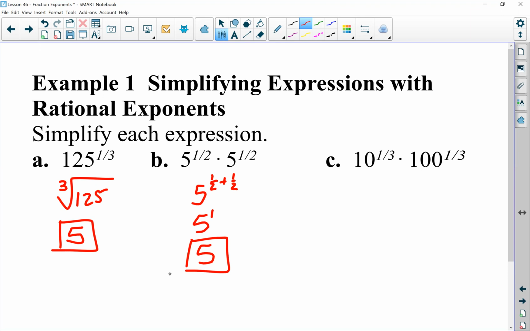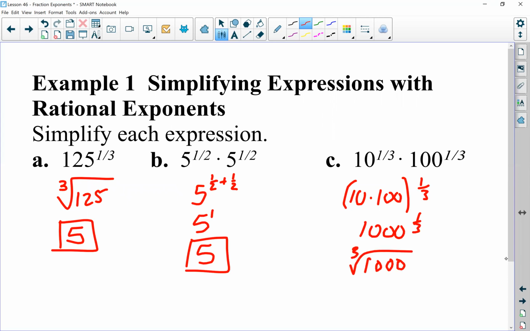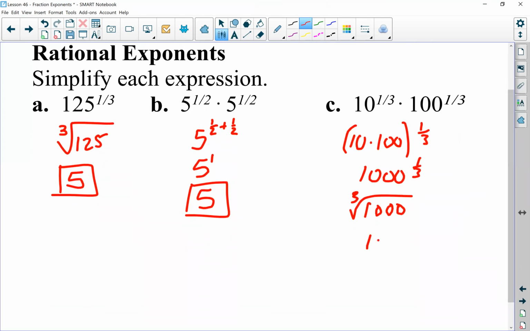Here we have the same power, different bases. So we can write this as 10 times 100, that whole thing to the 1/3 power, or this would be 1000 to the 1/3, or the cube root of 1000. The cube root of 1000 is 10.